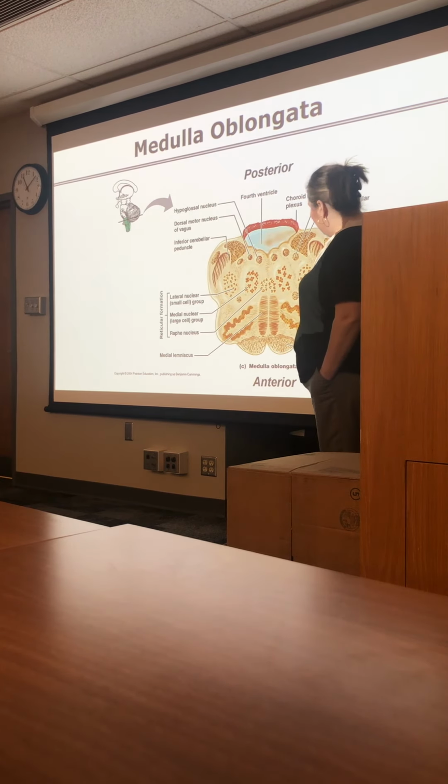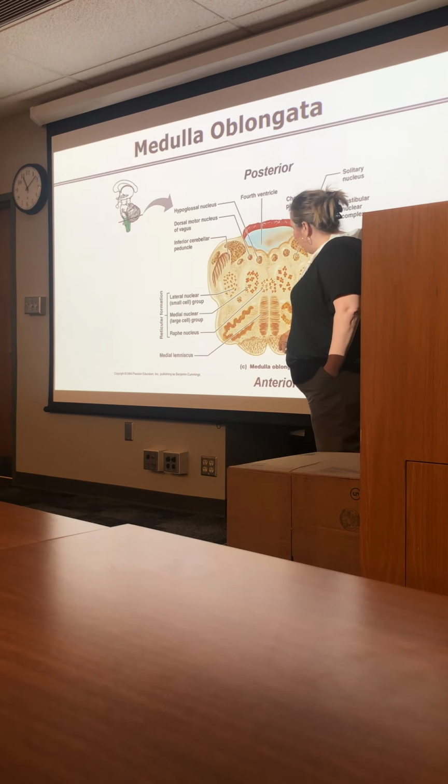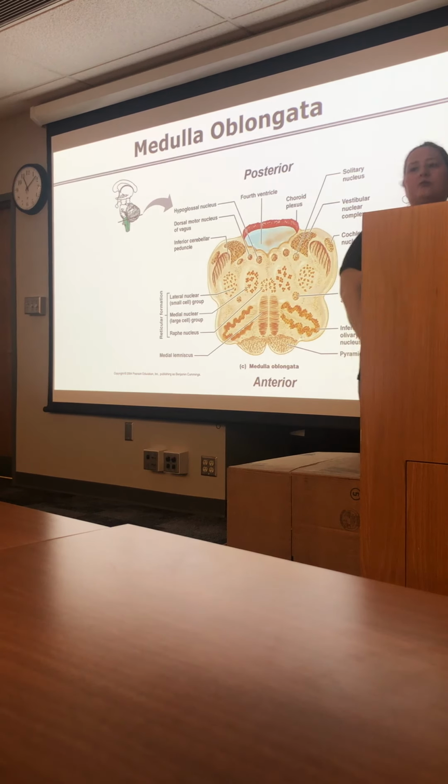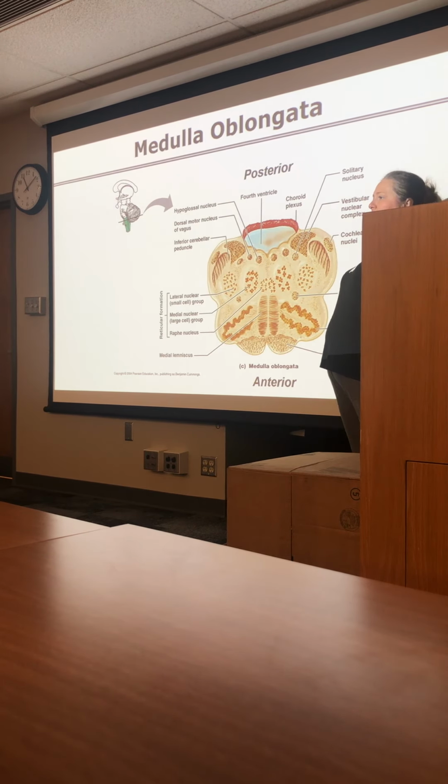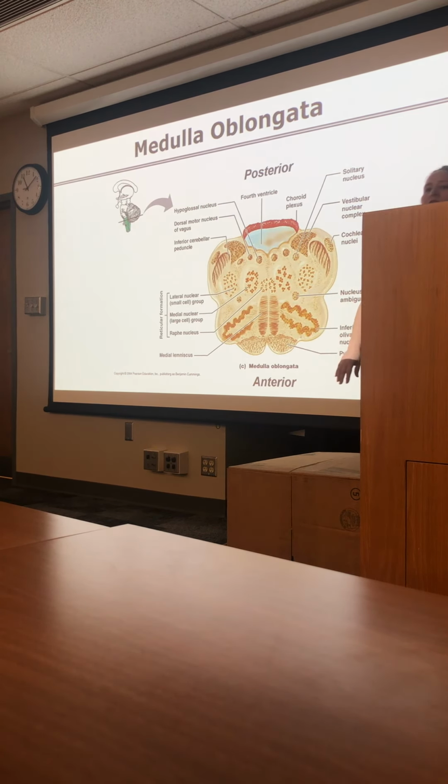Here we see the pyramids. This is the anterior side, this is the posterior side. The pyramids are the corticospinal tracts again, coming down from the precentral gyrus. The interesting thing in the medulla is the decussation of the pyramids, and decussation means crossing over. It's at the decussation of the pyramids that we have the crossing over of the corticospinal tracts. If you have a lesion of your corticospinal tract superior to that area, you would have a contralateral deficit. If you had it below that area, you would have an ipsilateral deficit because of the crossing over at the medulla oblongata.